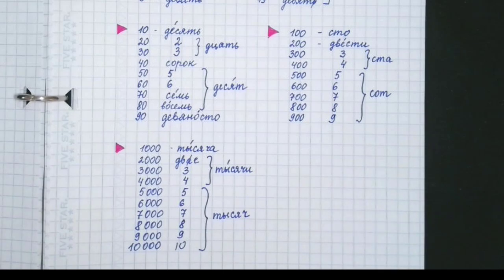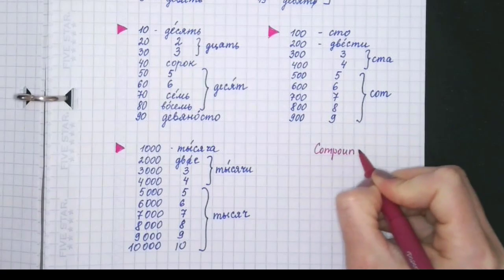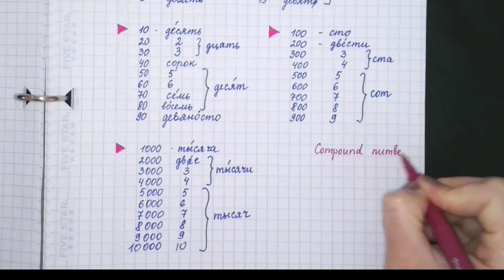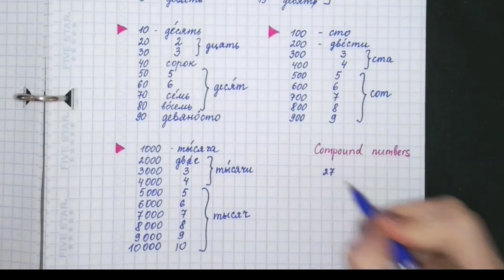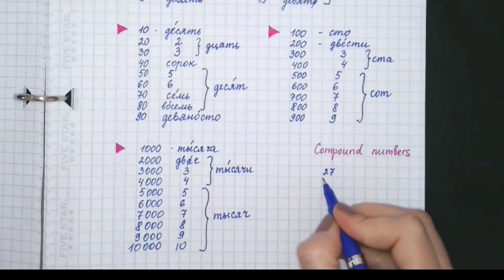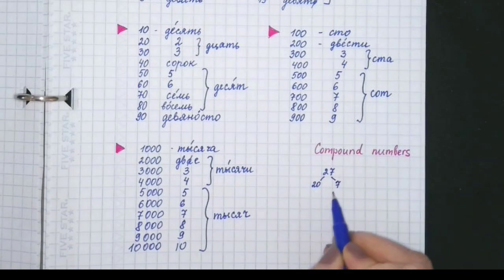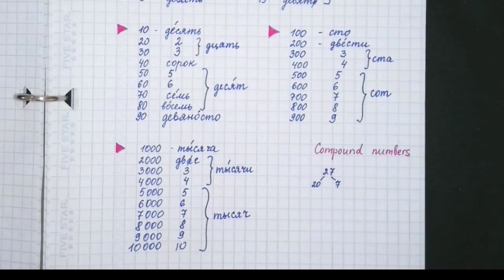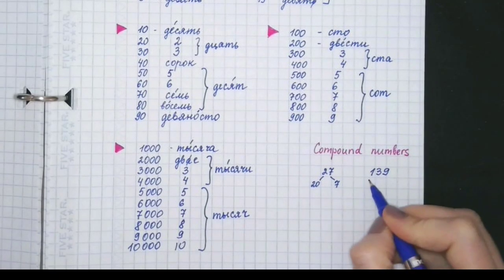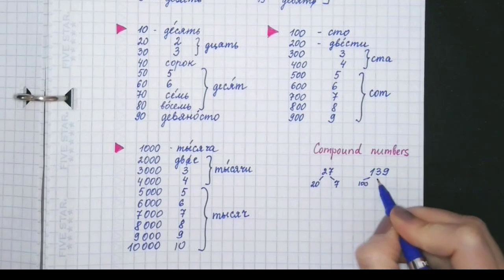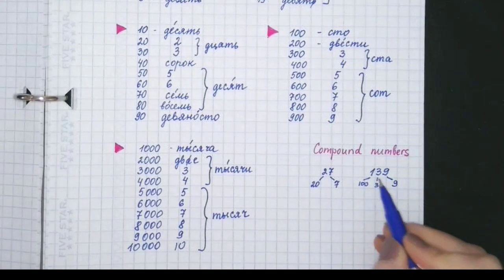Okay, and now let's take a look at compound numbers. So what if, for instance, we have a number like 27? It's very easy, just like in English. You would be saying the number 20 and the number 7. 27. Or, for instance, if you have something like 139, again, you will be saying 139.